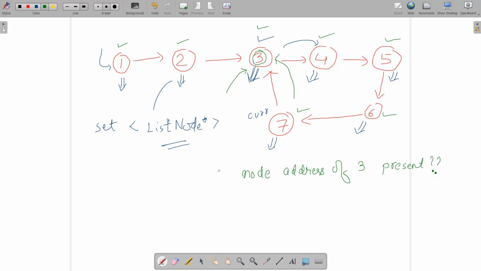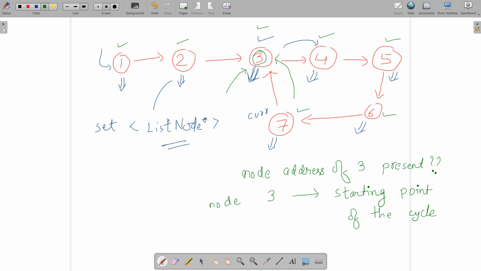So you can see yes, it is present in our visited set, and it is the very first node that I have encountered which has already been visited. So this is our answer. Okay, so node address of 3, let's say node 3 for now, is going to be the starting point of the cycle. Okay, and this is our answer.